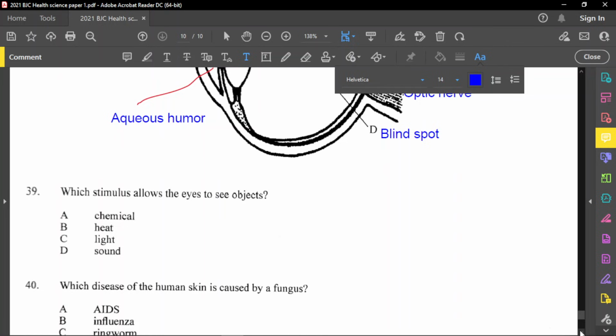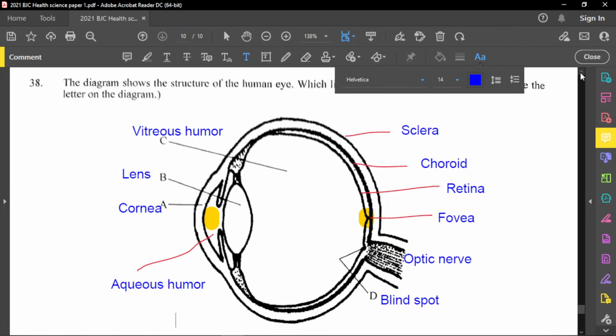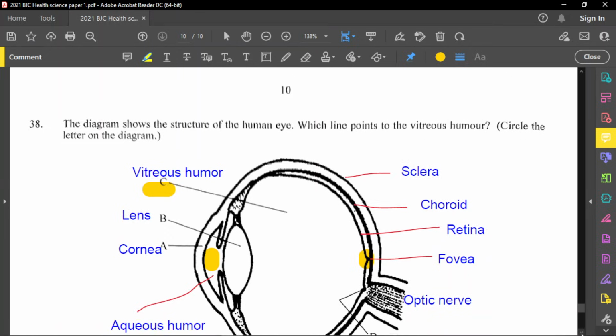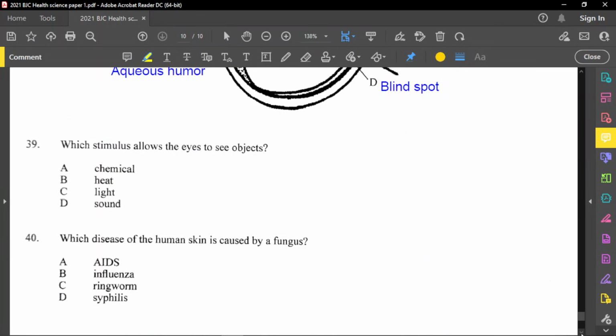So did I answer that? Let me make sure I answer the question. Yes, the part that is the vitreous humor is actually option C. There's no need for me to outline that because I have labeled it. All right, let's go to the next question, which is our second to last question. Which stimulus allows the eye to see objects? The stimulus here is light. There's no need to discuss that. Light is what stimulates the eye for us to see things.